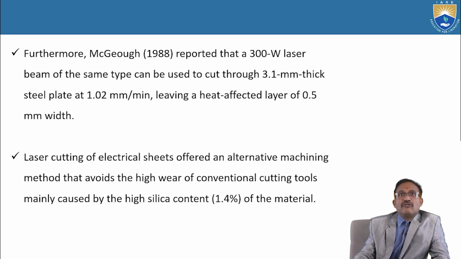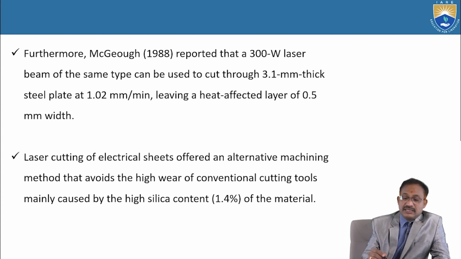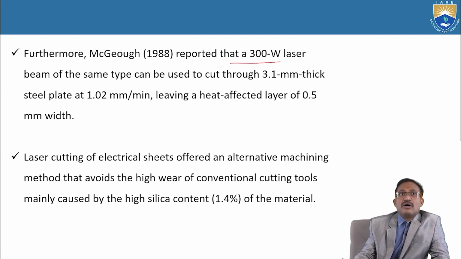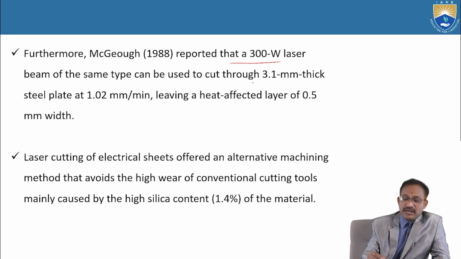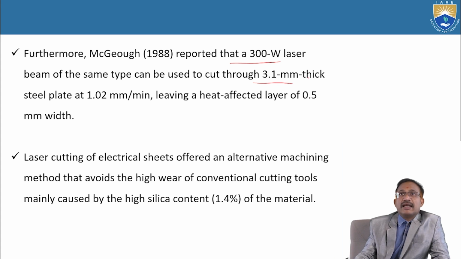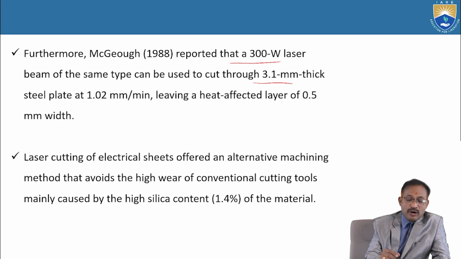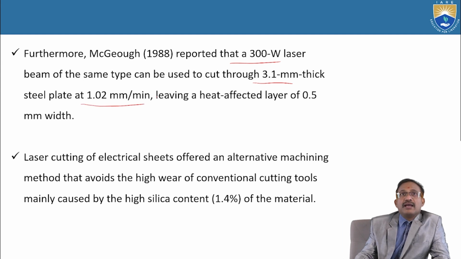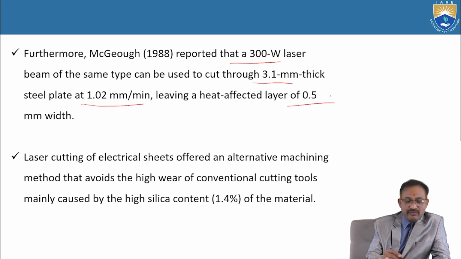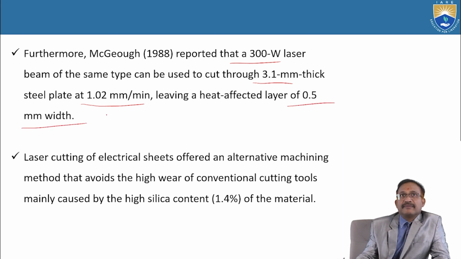Furthermore, Markov during 1988 reported that a 300 watts laser beam of the same type can be used to cut through 3.1 millimeter thick steel plate at 1.02 millimeters per minute, leaving a heat affected layer of 0.5 millimeters width.